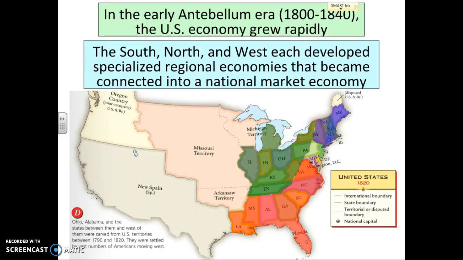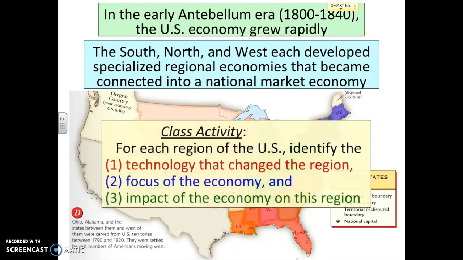So first, make sure we know this key term, the antebellum period, this 1800 to 1840 time period, really the pre-Civil War period. And in this antebellum period, the U.S. economy is going to grow very, very quickly. Each of the South, North, and West has become specialized. They have their own section of economies. While the West is growing and expanding, the North is going to focus on industry, while the South focuses on cash crops, while the West focuses on farming for and feeding the rest of the nation.